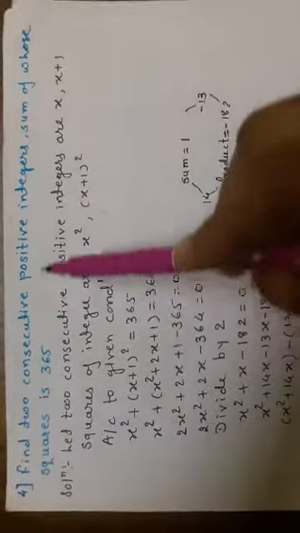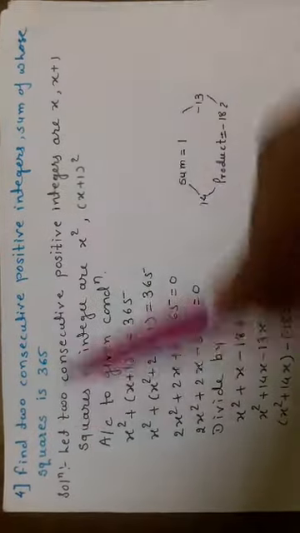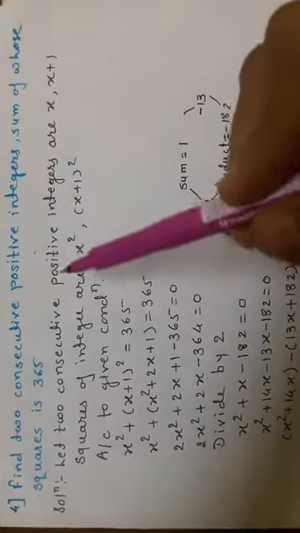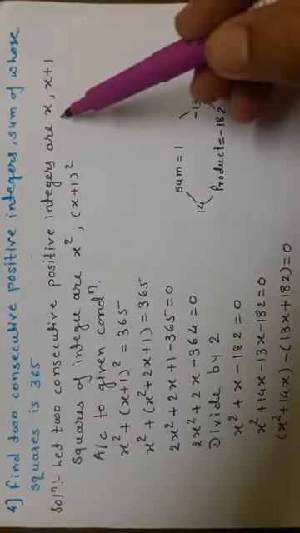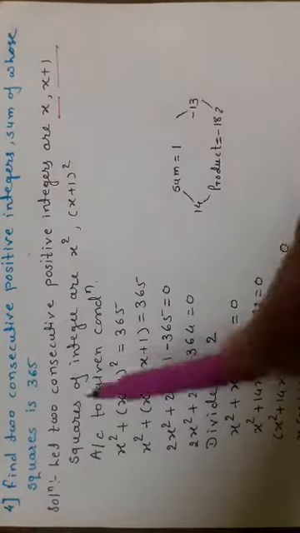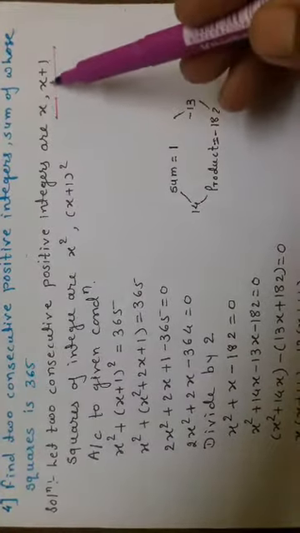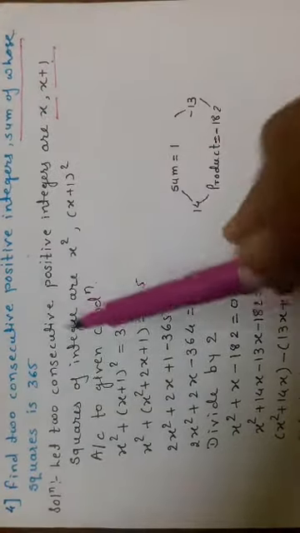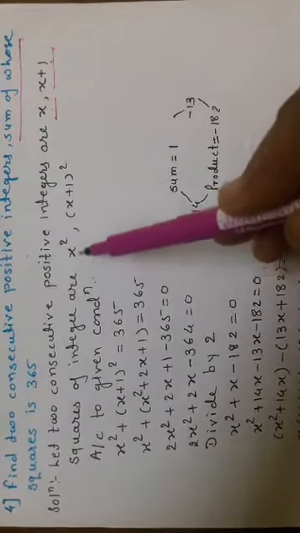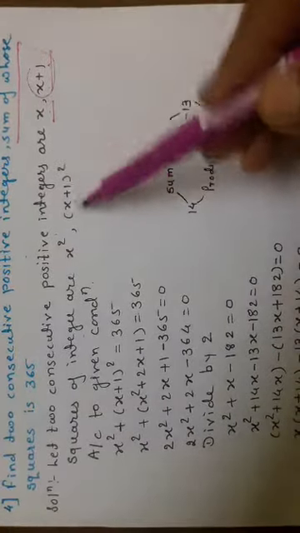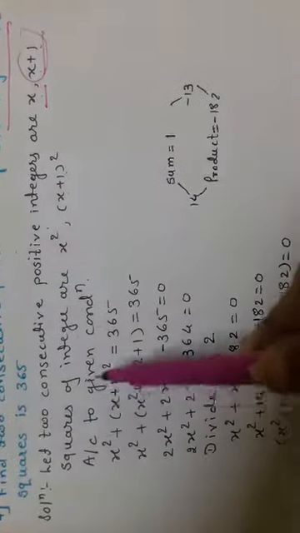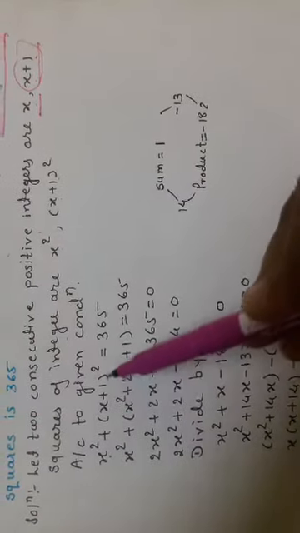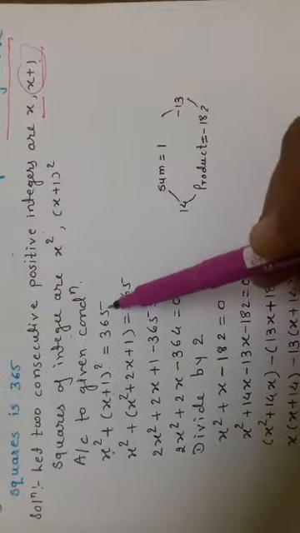Fourth problem: find the two consecutive positive integers, the sum of whose squares is 365. Consecutive positive integers we have already seen in an earlier problem, that is x and x plus 1. Let the two consecutive positive integers be x and x plus 1. But what is the condition they have given? Sum of the squares of the integers. What will we get? x square, and the square of the other is x plus 1 whole square. So according to the given condition, this is the first integer's square, then plus x plus 1 whole square is equal to 365.